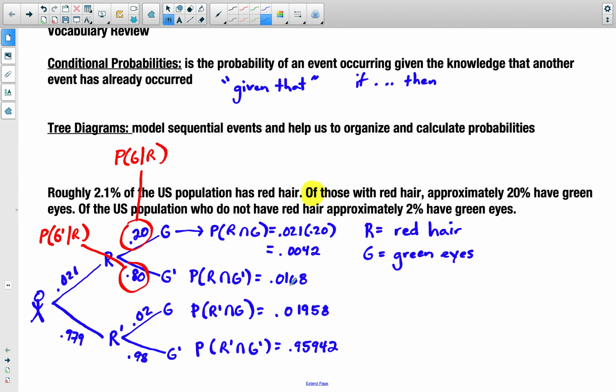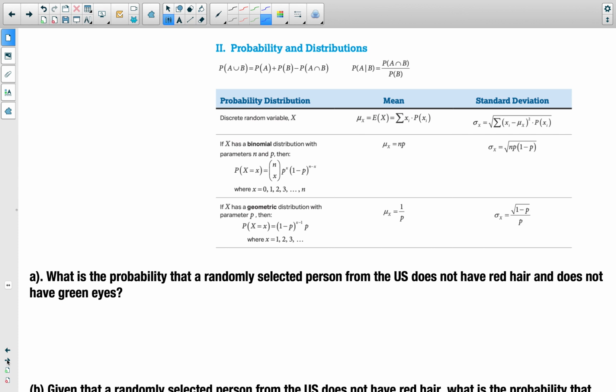All right, now I've got it set up so that no matter what kind of question they ask me, I have all the tools necessary to quickly calculate a probability question based on this scenario. Okay, so let's answer some questions. On the AP test, you're going to be given a pretty extensive formula sheet. Today in this lesson, we'll be using our conditional probability formula. So probability and distributions, so we're going to be using this one right here.